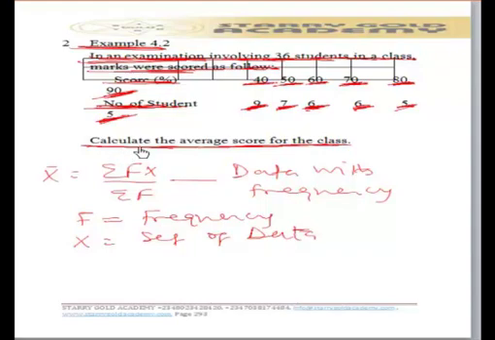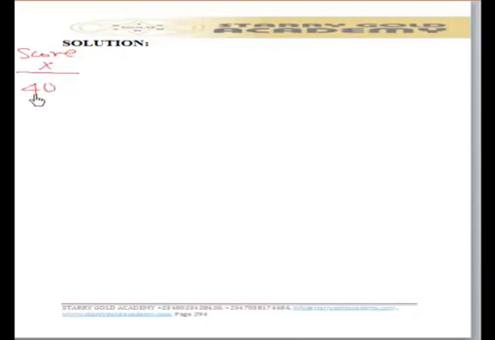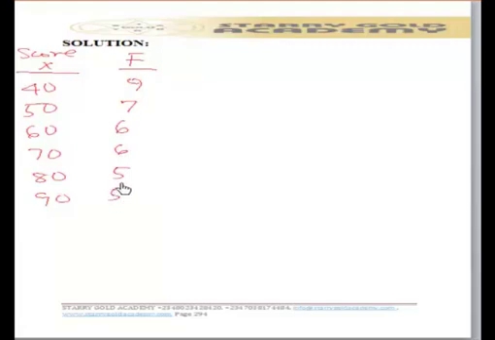To do this, it is always convenient to present our solution of this type in a tabular form so as to be able to achieve clarity and accuracy. The score can represent our x, and based on what is given to us, we have 40, 50, 60, 70, 80, 90. Then we have the number of students which represent the frequency: 9, 7, 6, 6, 5, 5.